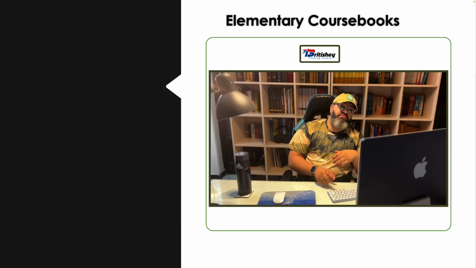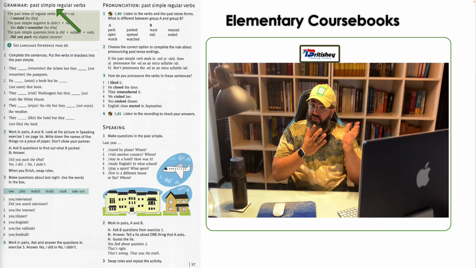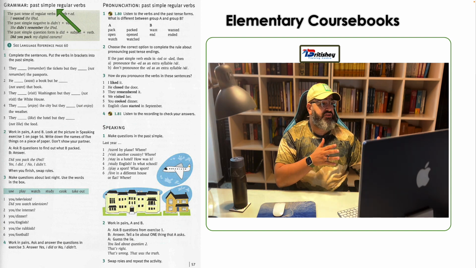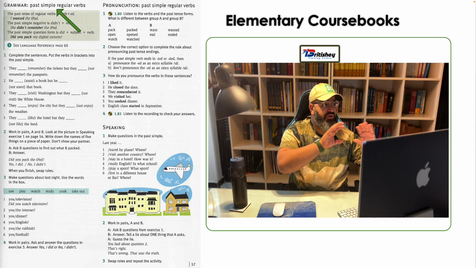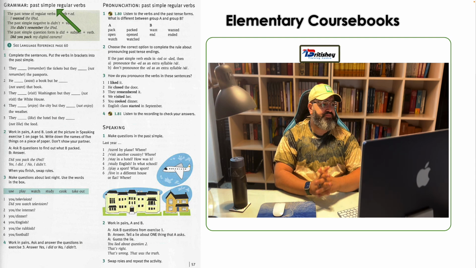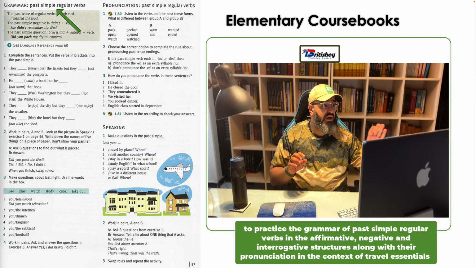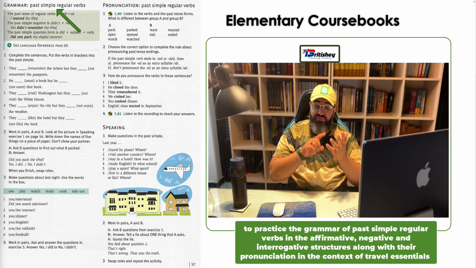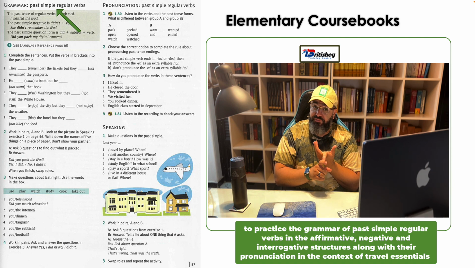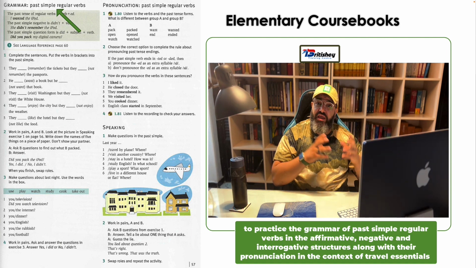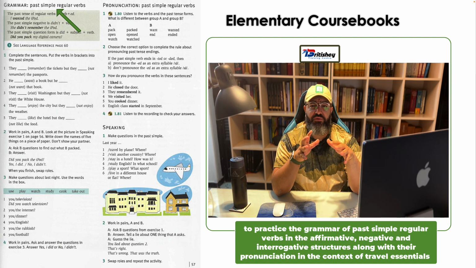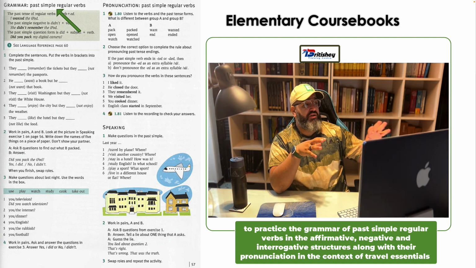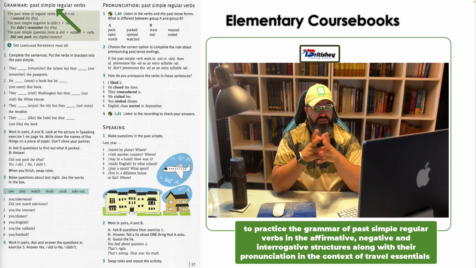Another page from the elementary book. Now let's have a look at this grammar lesson. And it's about past simple regular verbs. And we can see here in the box that we have affirmative sentences, negative sentences, and interrogative sentences. So we can say, to practice the grammar of past simple regular verbs in the affirmative, negative, interrogative structures, along with their pronunciation in the context of travel essentials. Someone might say, Shadi, you didn't mention the meaning here, because the focus here is only on the structure and the pronunciation of these verbs, which is possible.